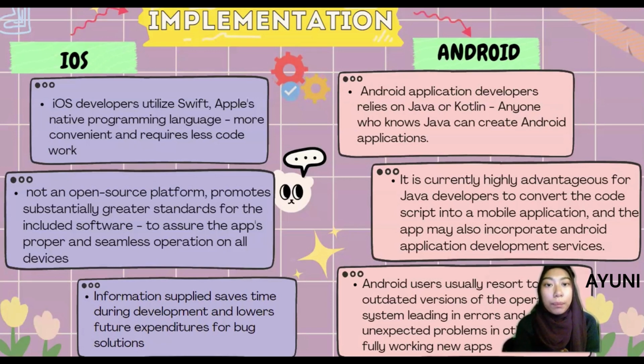For Android, it relies on Java or Kotlin, so anyone who knows Java can create Android applications. Next, iOS is not an open source platform. It promotes substantially greater standards for the included software. It's to assure the app's proper and seamless operation on all devices.